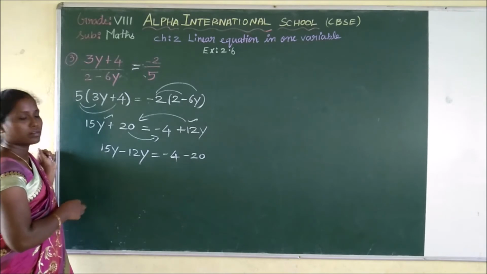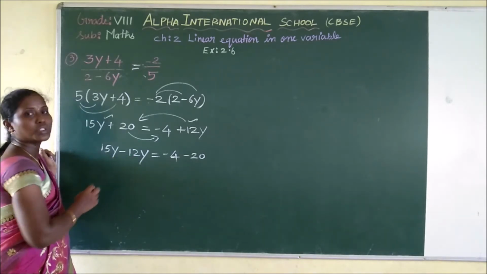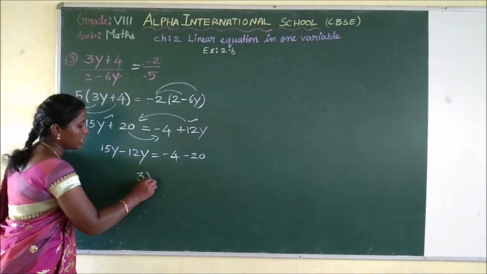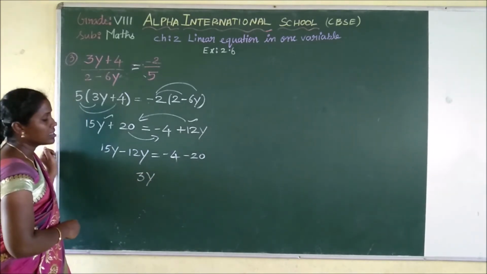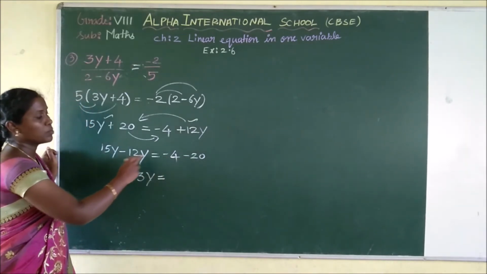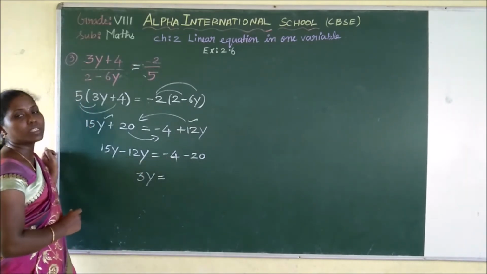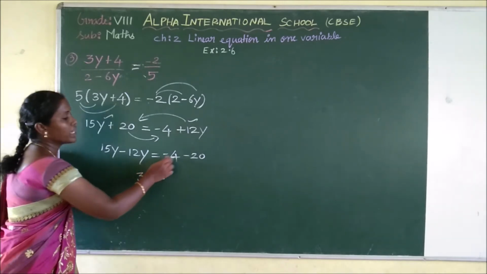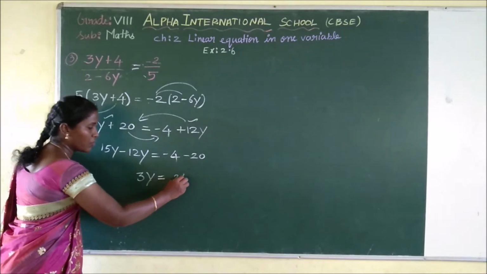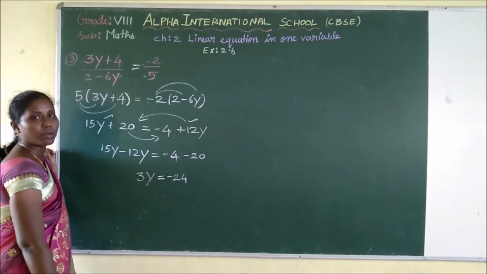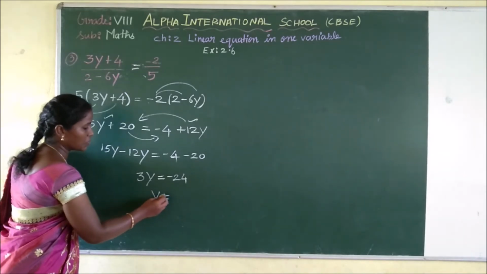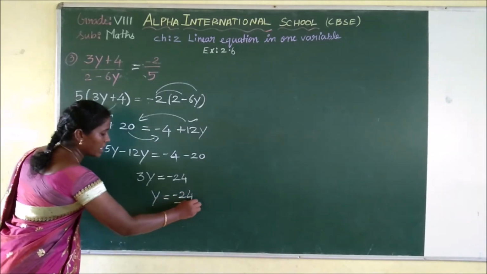Now subtract the 15y minus 12y. What is 15 minus 12? It is 3y. 15 minus 12 is 3y is equal to minus minus. Both minuses, you have to add the terms and put the same sign. So minus minus means you have to add the numbers. 20 plus 4, 24. What is the sign in both the terms? Minus. So minus 24. So we got 3y is equal to minus 24.